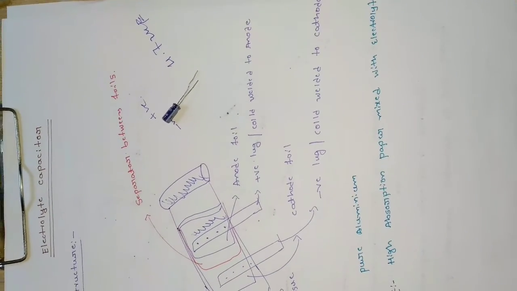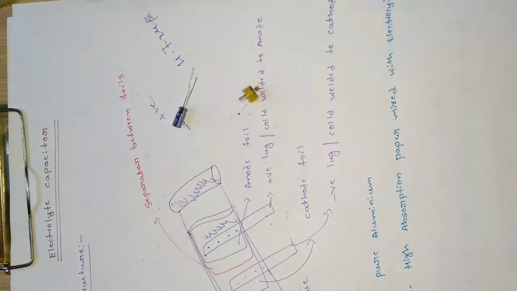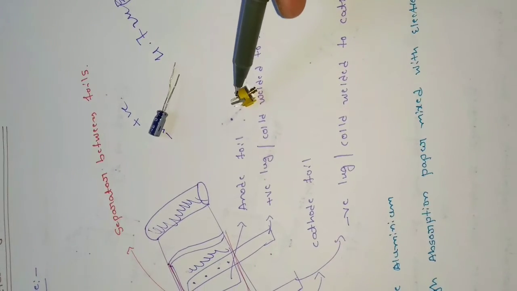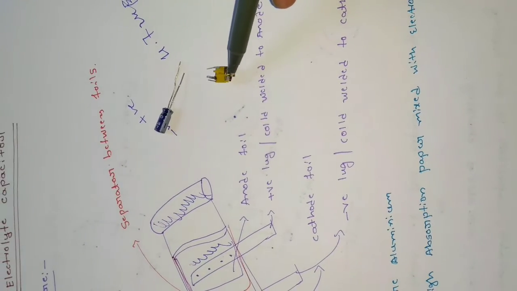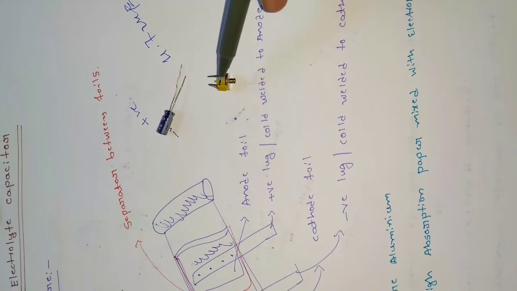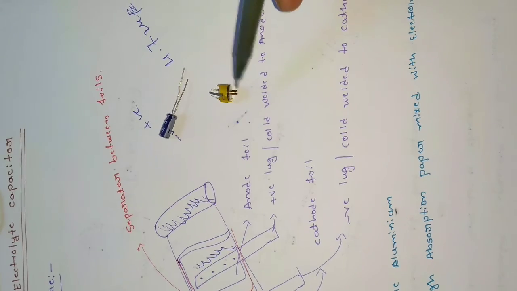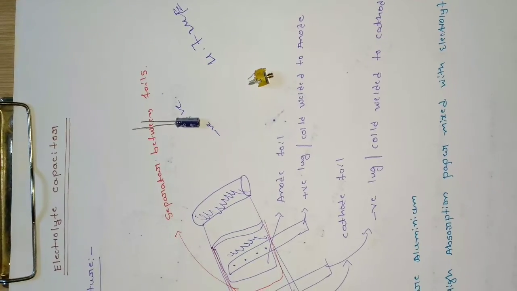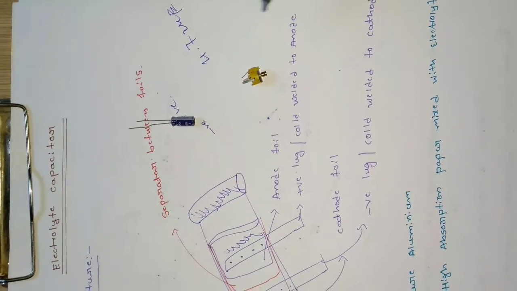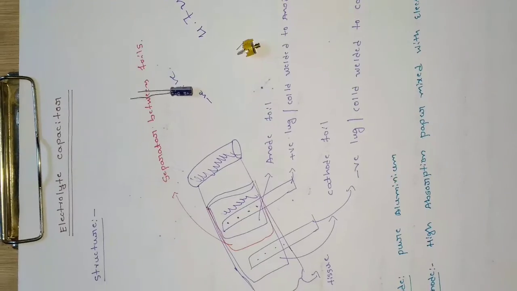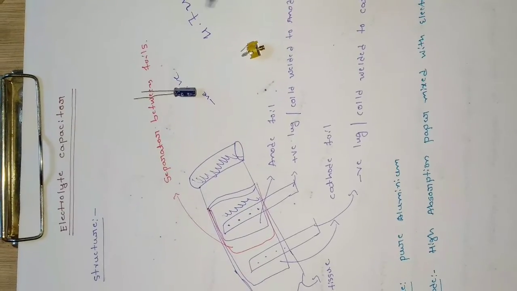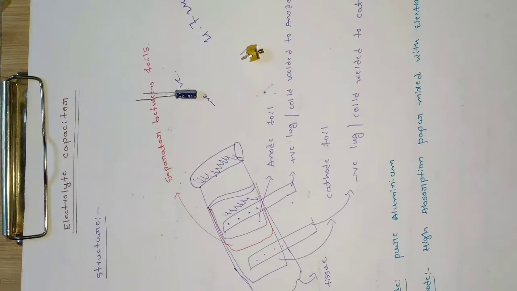And as you can see, I also have a variable type of capacitor. This is the variable type of capacitor, which has got three leads here, 1, 2 and 3. It is the notch which is used to vary the capacitance of the capacitor. So these are some examples of how the electrolyte and variable type of capacitors look like.